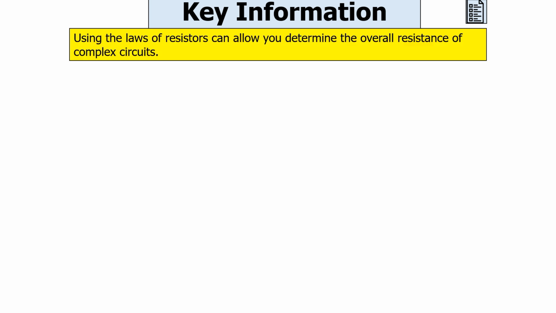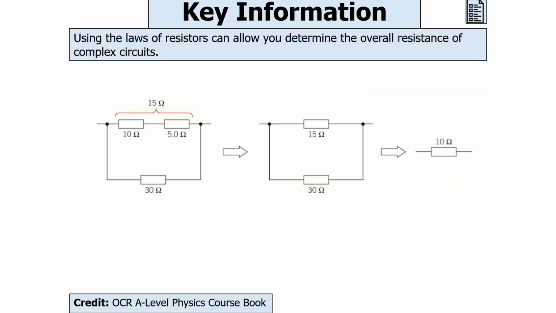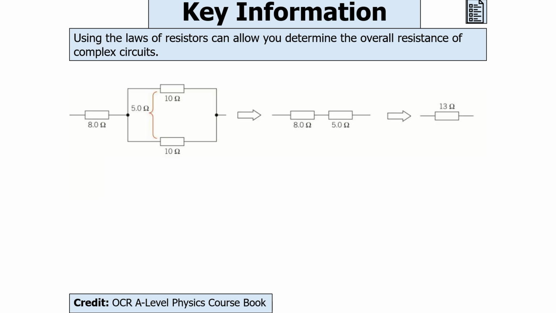Using the laws of resistors allows you to determine the overall resistance of complex circuits. For example here, you can turn the 10 and 5 ohm resistors, which are in series, into 15 ohms, so you can consider that to be 15 ohms in parallel with 30 ohms, which gives our overall value of 10 ohms. And similarly here, you can work out that the 10 ohm and 10 ohm resistors in parallel with each other are 5 ohms, so it's 8 ohms plus 5 ohms in series, which is 13 ohms.